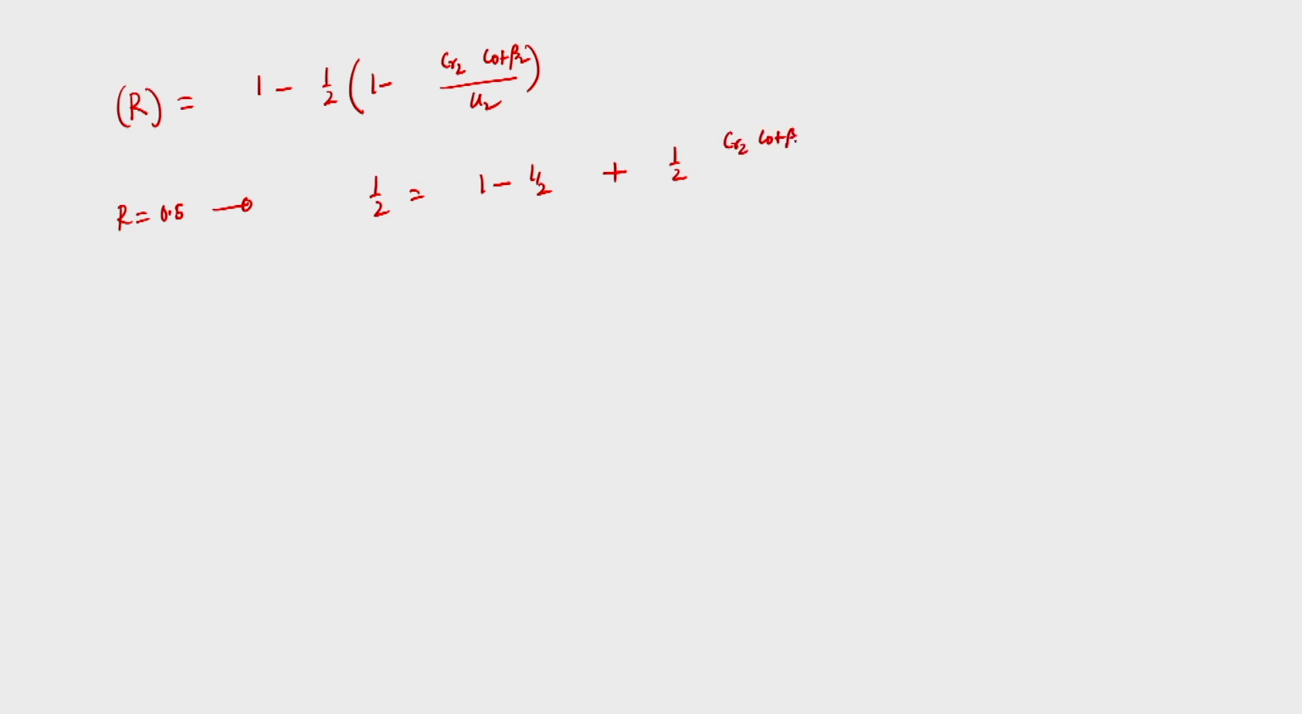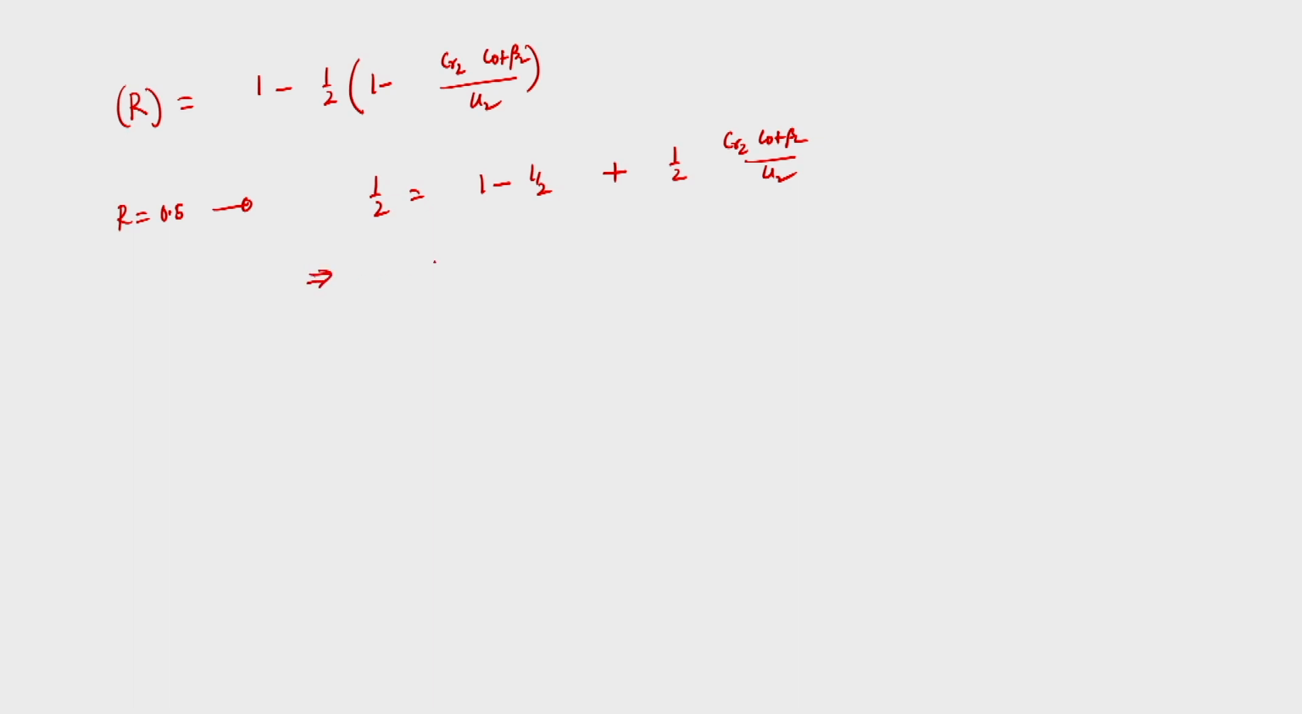So, R is equal to 1 minus half into 1 minus CR2 cot beta 2 divided by U2. This is the expression for the reaction of a centrifugal pump. Now, I can consider different values of R. Let us say R is equal to 0.5. If R is equal to 0.5, then half equals 1 minus half plus half into CR2 cot beta 2 divided by U2.